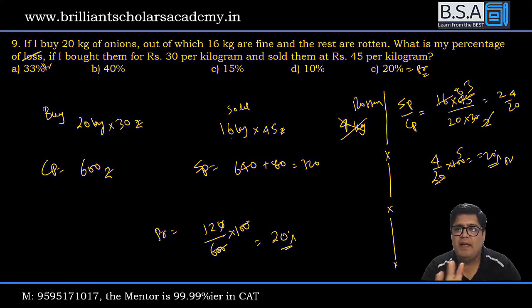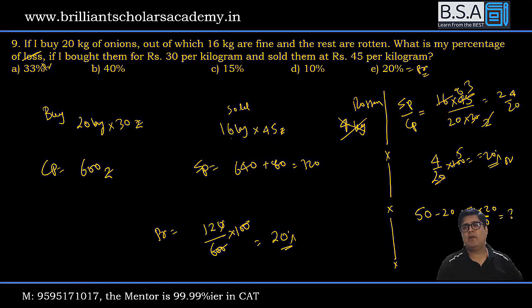Can you think of any other approach? Can you think of any other method? I will write something down and you calculate and confirm if it is giving me the same result. Please observe. Give me a second. 50 minus 4 by 20, 1 by 5. 50 minus 20 minus 50 into 20 upon 100. Calculate this once. What is the outcome from this?